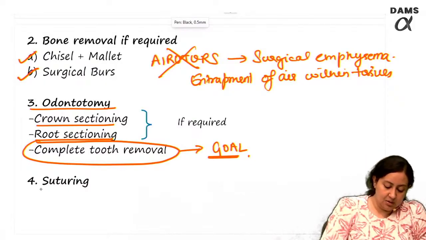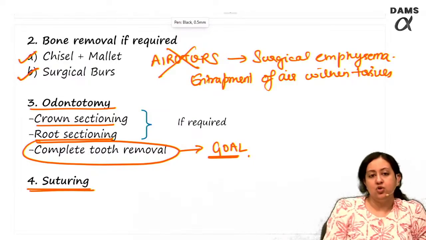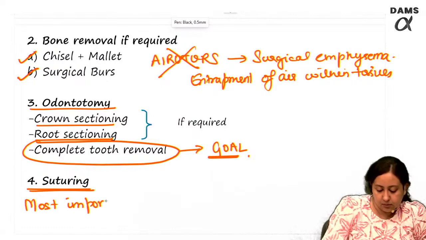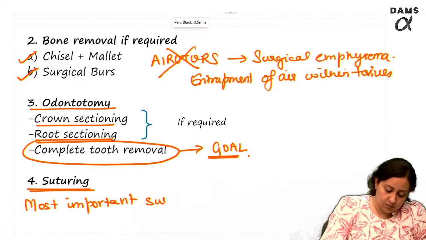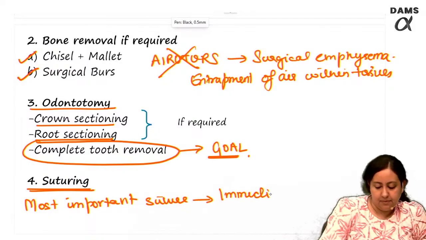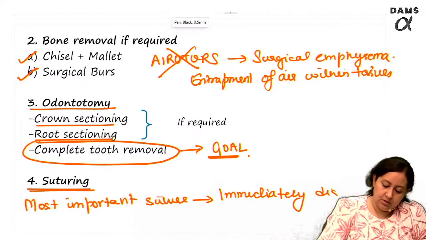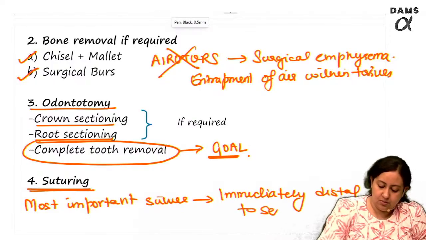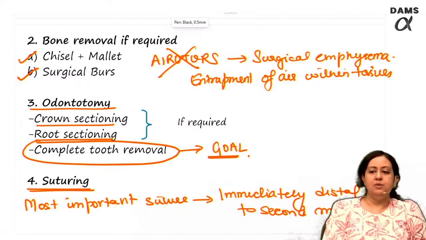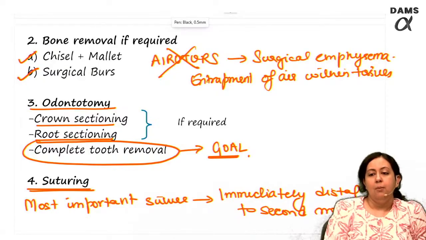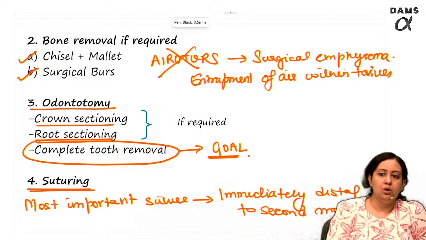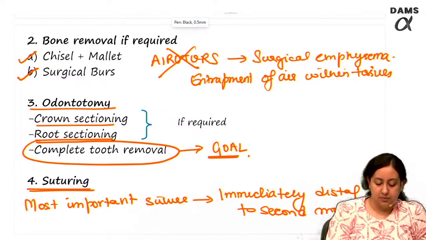And the last step is suturing. So the most important suture is the one immediately distal to the second molar. Why is the suture important? Because this suture is going to prevent pocket formation immediately distal to the second molar.